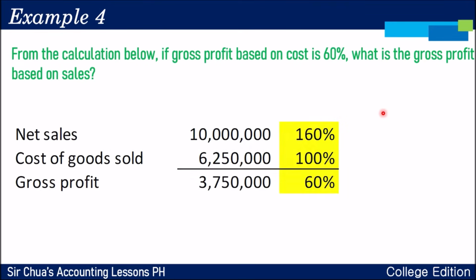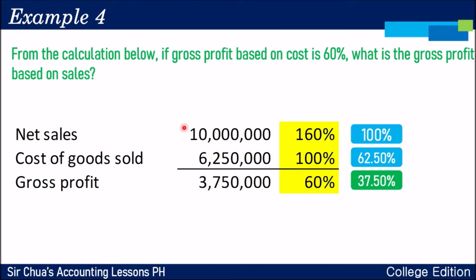From the calculation below, if gross profit rate is 60% based on cost naman po yung ating gross profit rate, ano naman yung equivalent percentage niya kung gross profit rate based on sales? So, since based on sales, yung 100% mo ay nasa net sales. So, simply divide. 6,250,000 divided by 10 million, that is 62.5%. And 3,750,000 divided by 10 million, that is 37.5%. Or you simply deduct 100% minus 62.5% is 37.5%.